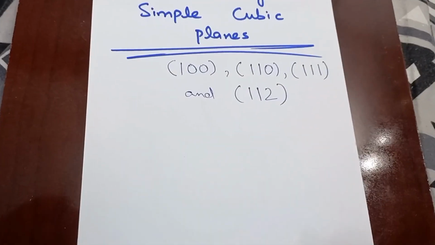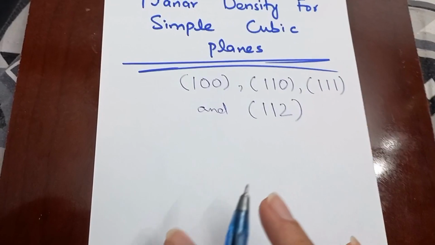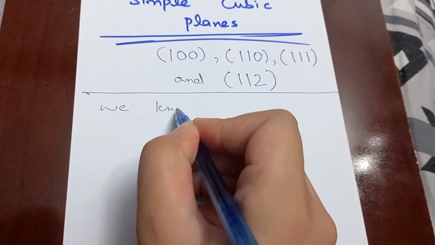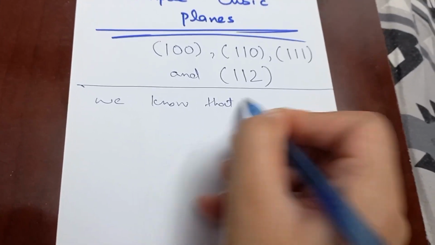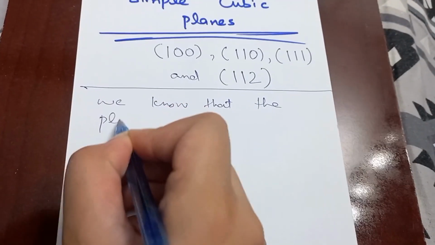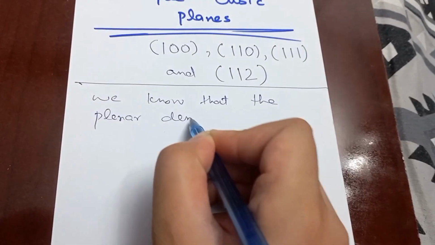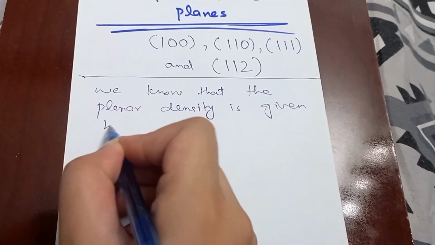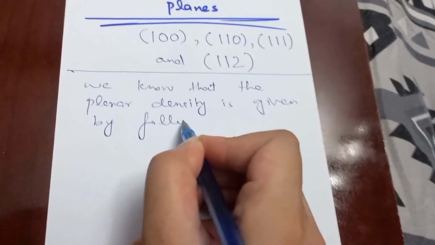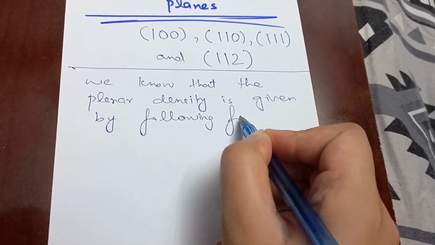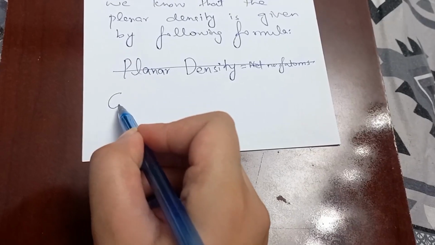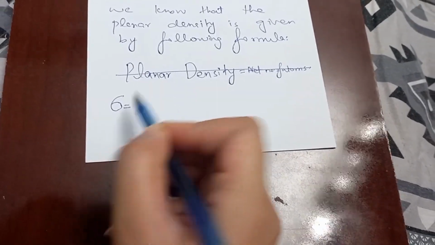First of all, we should know the formula that we are going to use for the planar density calculation. We know that the planar density is given by the following formula. I will denote planar density by the sigma sign.